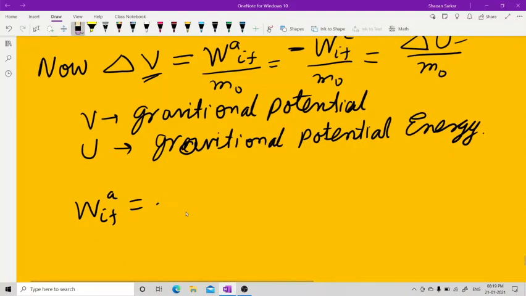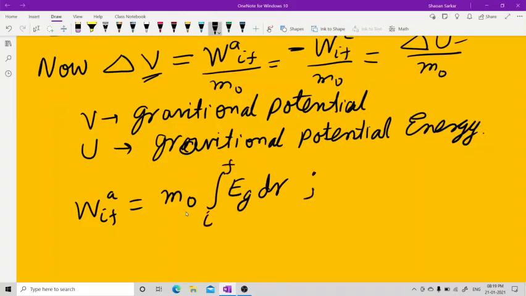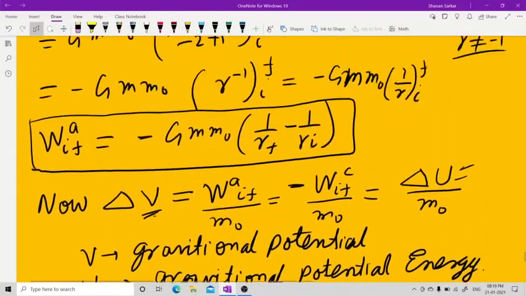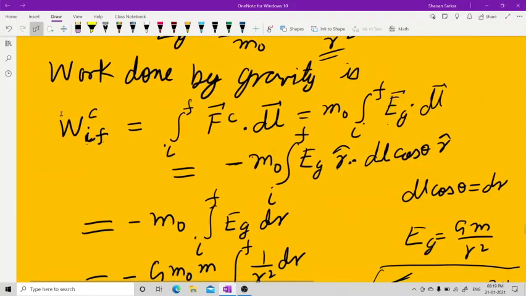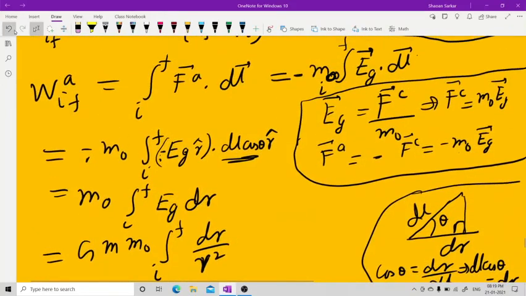Let me rub everything. Now, m naught E_g dr. There is no vector, all are scalar now, from initial to final. Now, in place of W conservative, initial to final, I wrote minus m naught, initial to final, E_g dr. I hope there is no confusion here. Till here, no confusion, because you can see W conservative came out to be minus, got the point? And this W applied came out to be plus. I hope there is no confusion now.